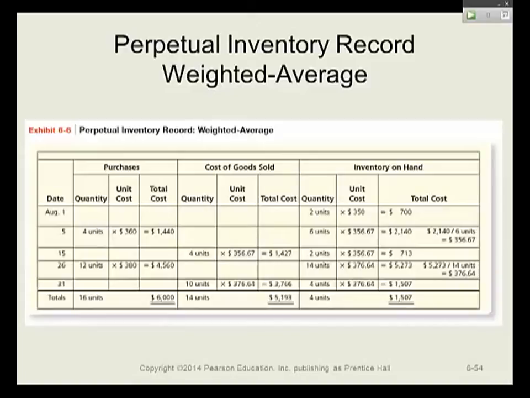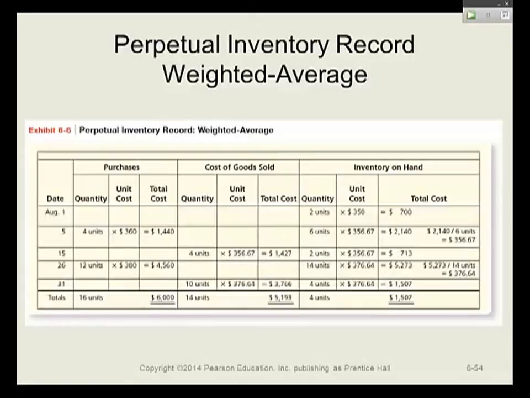So anytime you buy a new set of units, it will change the average. And how do we get that average? Again, it's the $56.60 plus the $713 divided by the 14 units. So at every point in time, it's the cost of goods available for sale divided by the number of units. And then when you go to sell the last 10 units, $376.64 is your cost, and for your units in ending inventory, the average doesn't change. So your total cost of goods sold is $51.93, and your 4 units that are left are at the same average cost of $376.64.